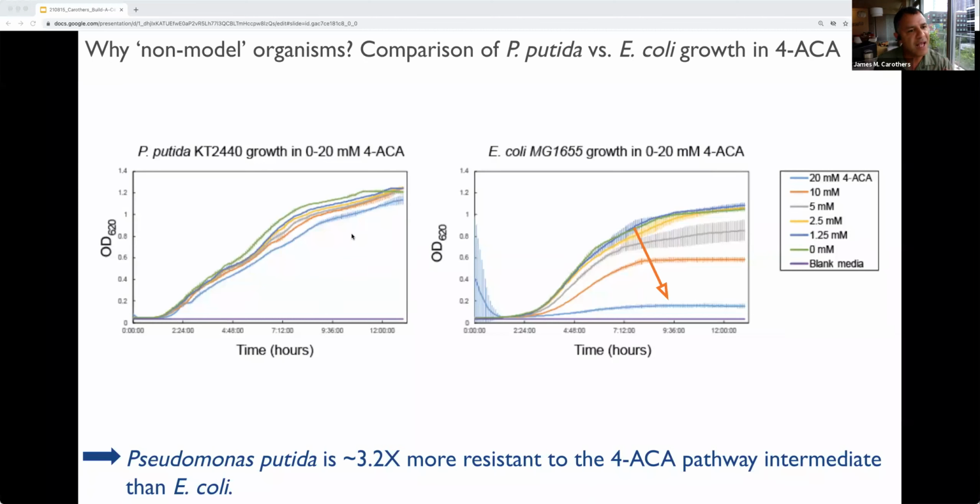And it was that last property that made us think, I wonder if Pseudomonas putida would be able to survive in higher concentrations of some of these toxic aromatic products that we want to make ourselves. And therefore, would this be a better starting point for engineering a system to produce some of these toxic molecules? And so what I'm showing you on this slide is that Pseudomonas is something like 3 times more resistant to this p-aminocinnamic acid pathway intermediate than E. coli.